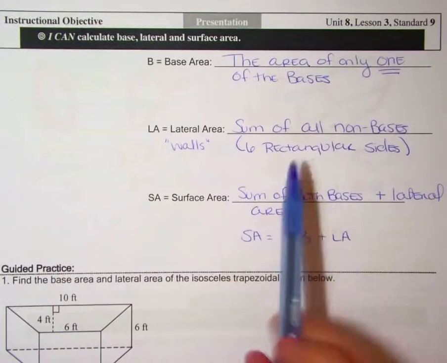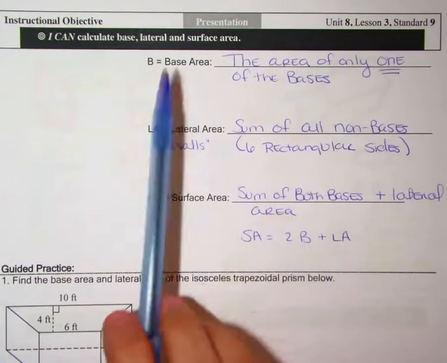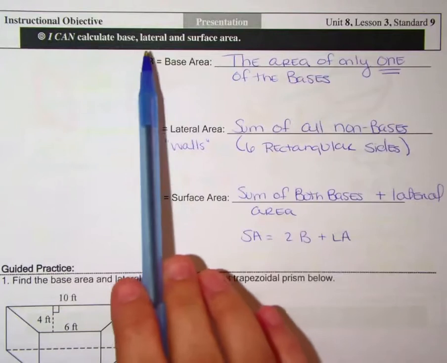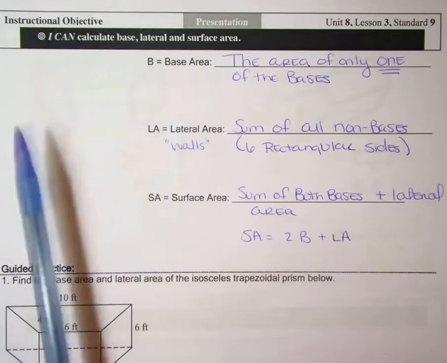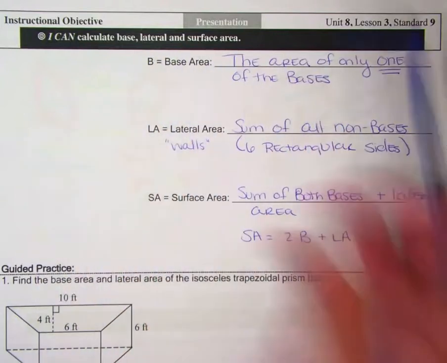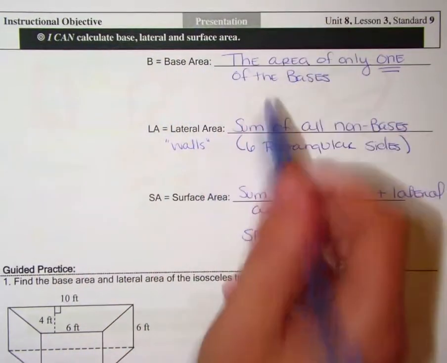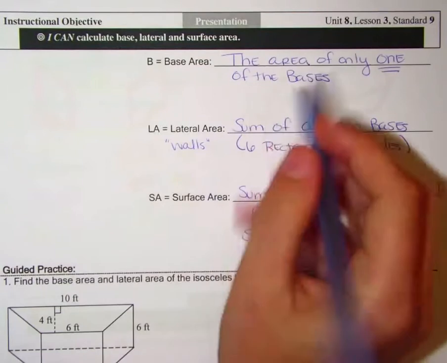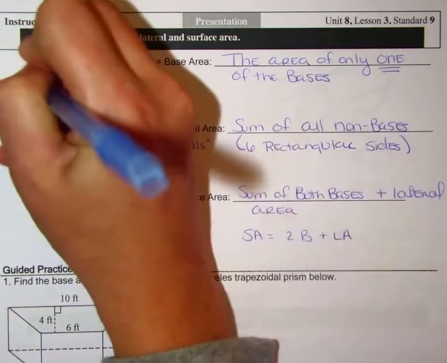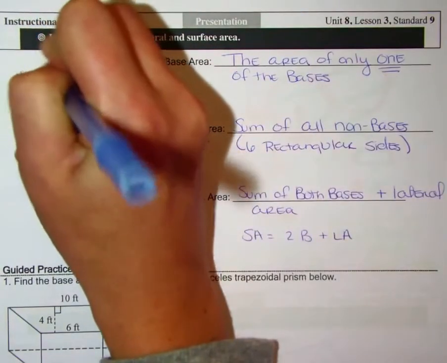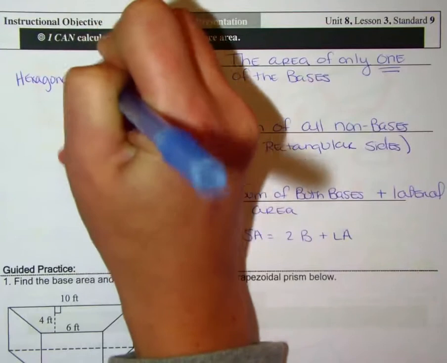Alright, this is lesson 8.3, which is calculating base, lateral, and surface area. Okay, so 3 different vocab words. So before we really talk about base, lateral, and surface area, let's all draw a hexagonal prism.